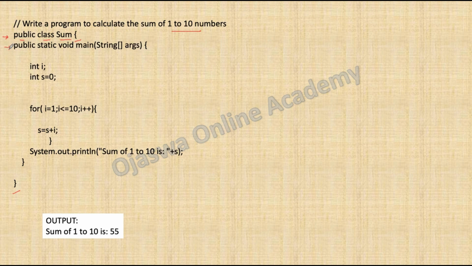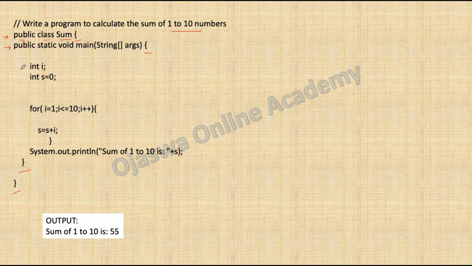Define the main method. Main method is the entry point for every core Java program. If there is no main method, your program will not execute. And we have yet not seen the concept of methods. So we'll be writing all the code inside main method only. In the next videos, we'll be using methods for different tasks. Signature for main method is public static void main, and it takes string array as a parameter. Open the brace, close the brace, and write the code inside the main method.